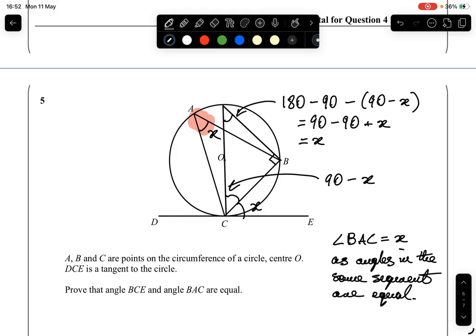That's by using a combination of things, including that there's a right angle in a semicircle, that tangents meet radii at right angles, and using that angles in the same segment are equal.